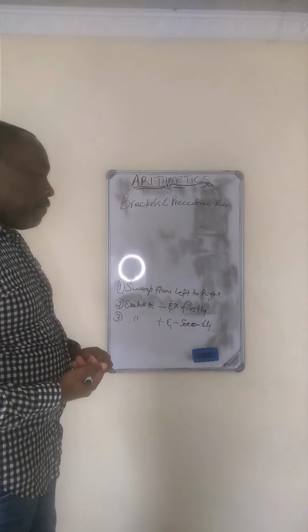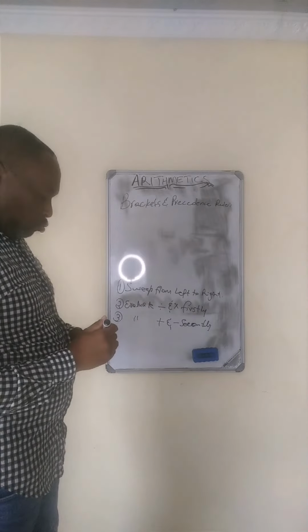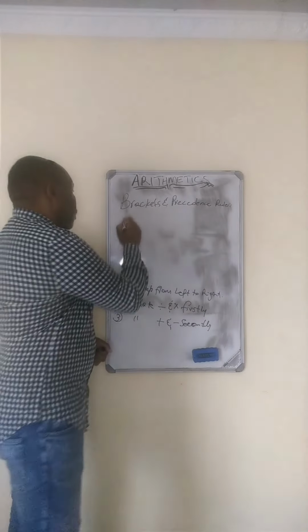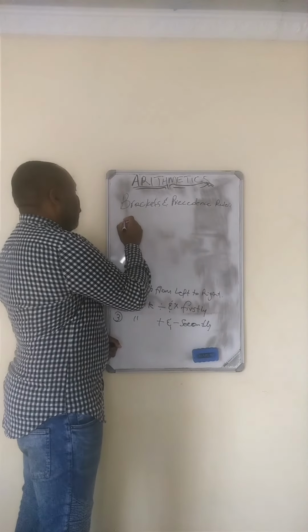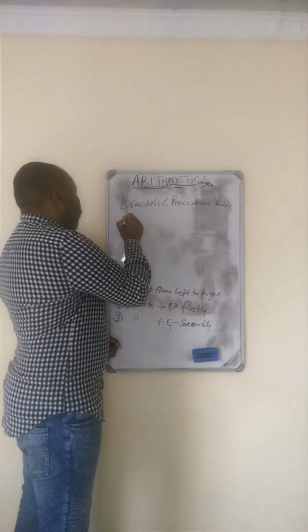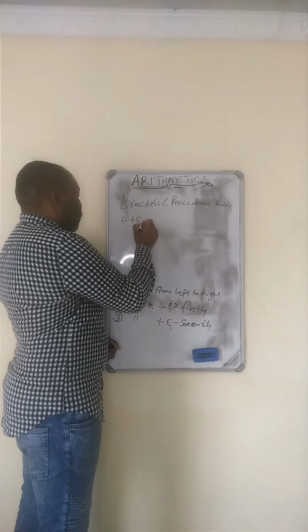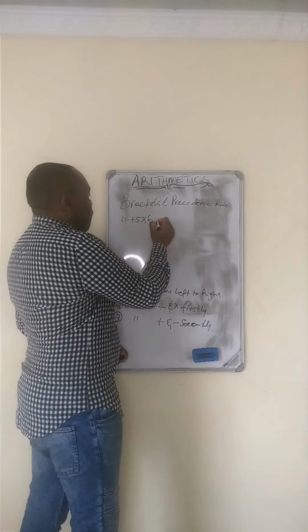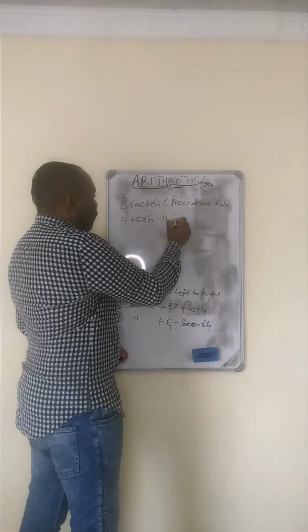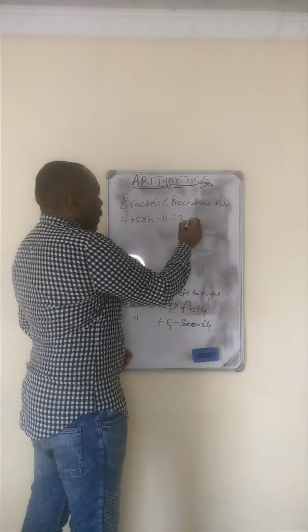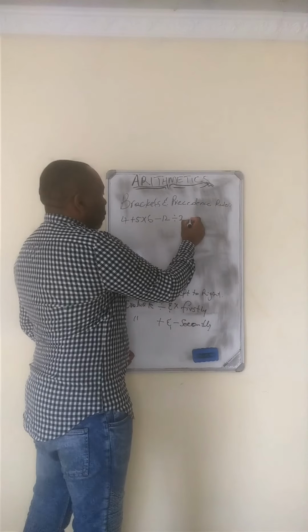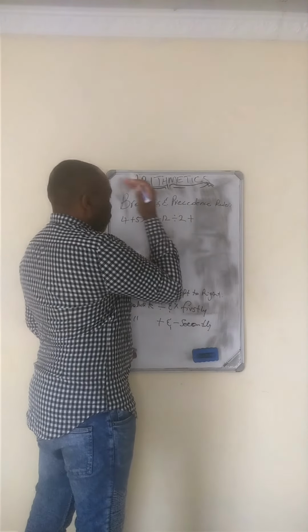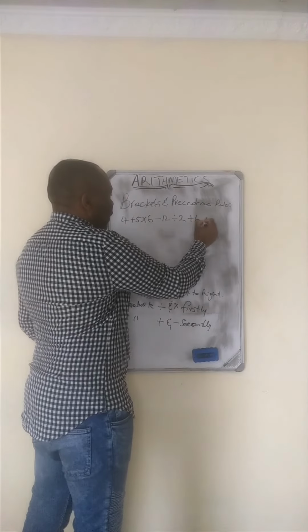Now, assume we have 4 plus 5 times 6 minus 12 divided by 2 plus 6 times 1.